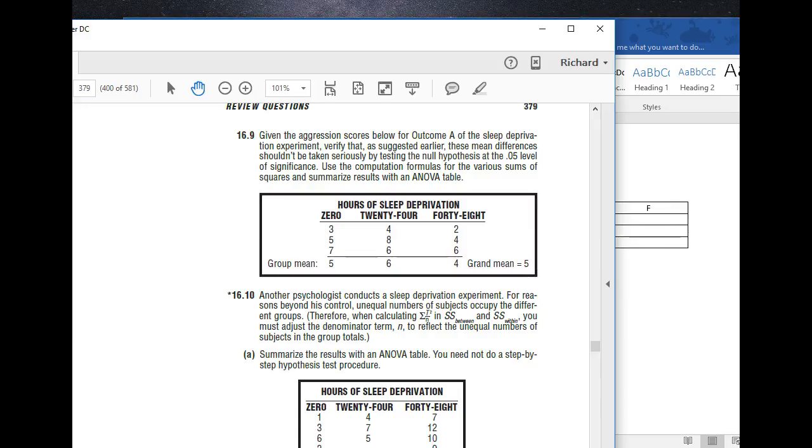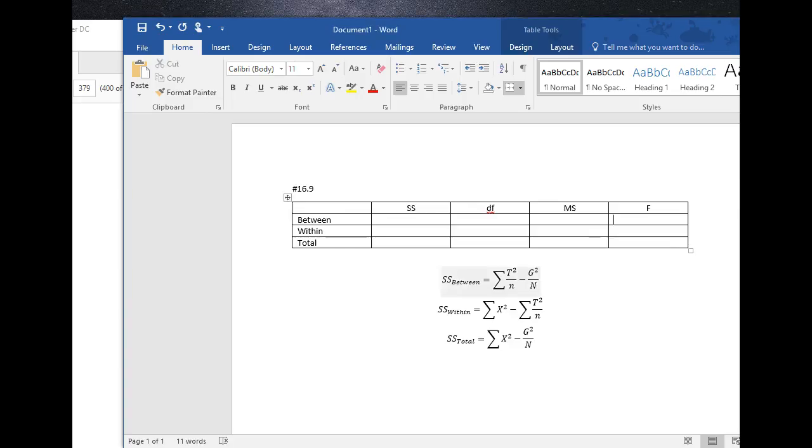Hi everyone, Dr. Vaughn. In this video, we're going to look at question 16.9, which is a simple one-factor ANOVA. We have a very small data set, and we're going to compute the ANOVA table using the computation formulas. I've typeset these computation formulas from your text right into this Word document for easy reference.